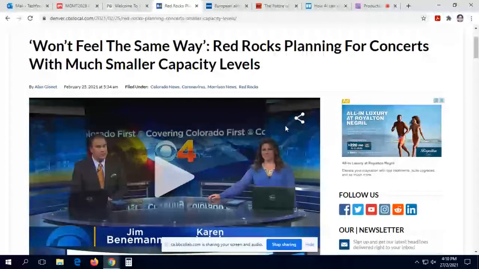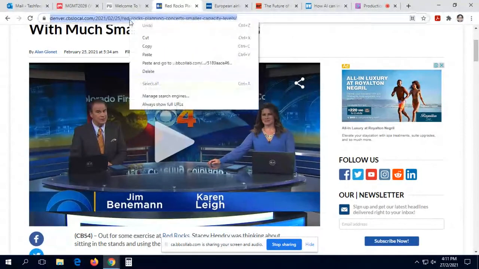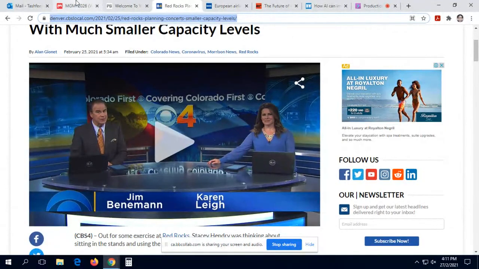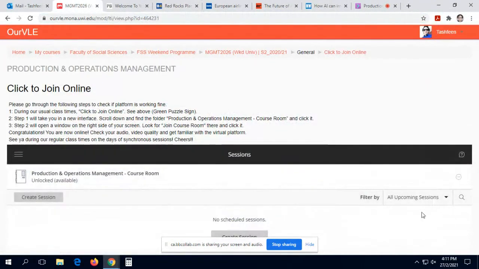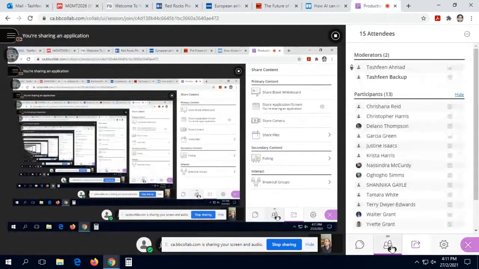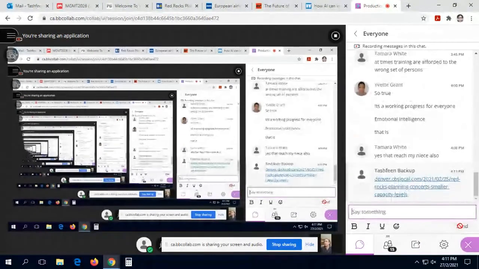A couple of examples I would like to show you. For example, this one: Red Rocks planning for concerts with much smaller capacity levels. This is a clip. I wanted to show it in session and then maybe discuss it, but I think you have made good comments, so I'm just going to post it in the chat so anyone who is interested in looking at it can.